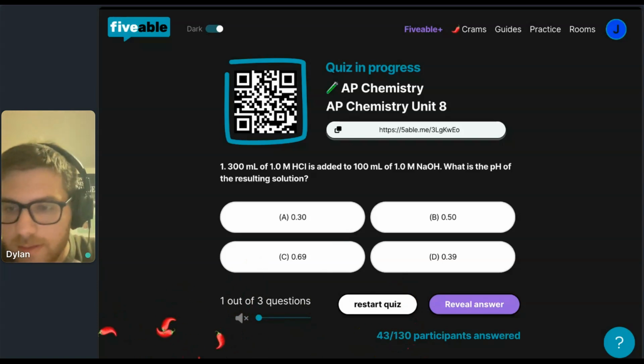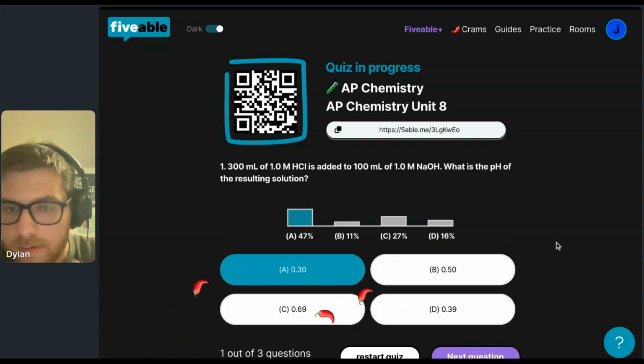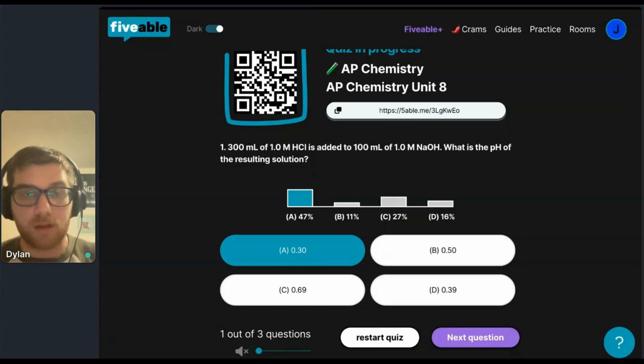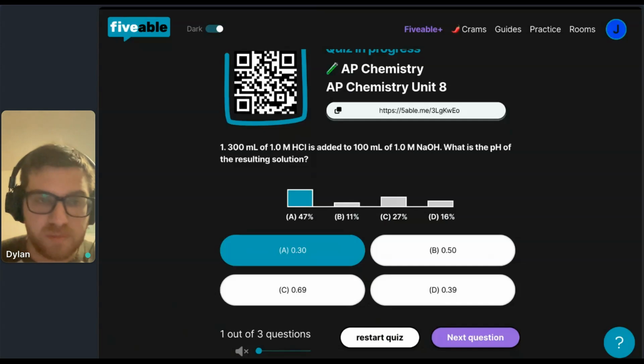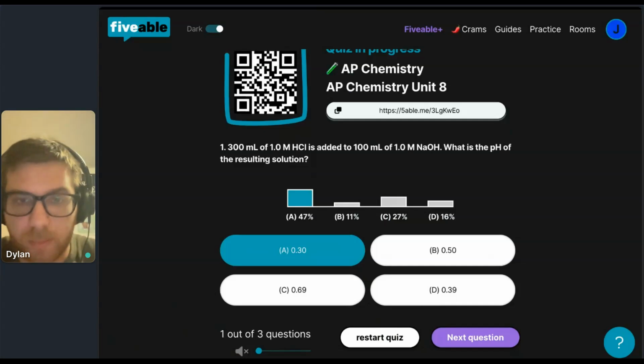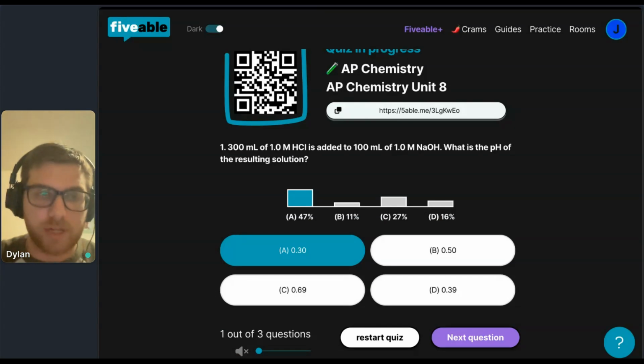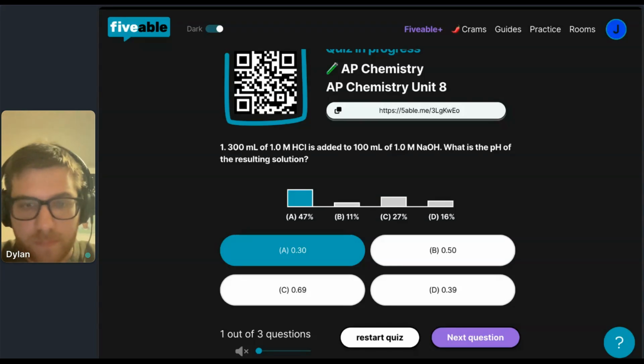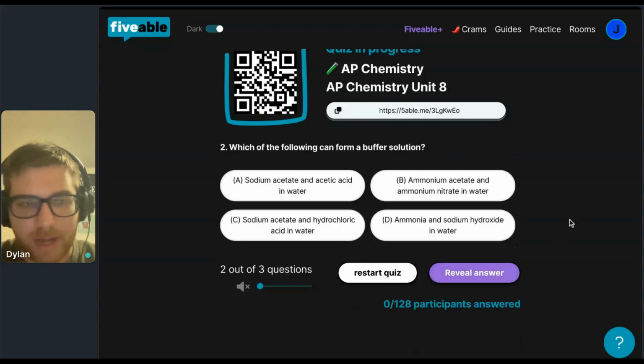All right, let's see. All right, so we see that the pH is 0.3, right? So in this case, we have 300 millimoles of hydrochloric acid reacting with 100 millimoles of NaOH. So we can do the stoichiometry and find our concentration of H plus and OH, and we can find the pH from there. So same as any other reaction.